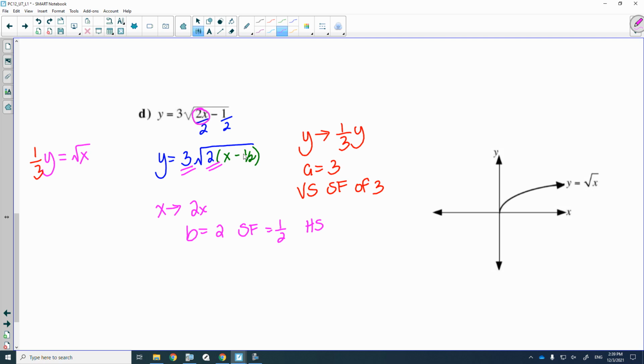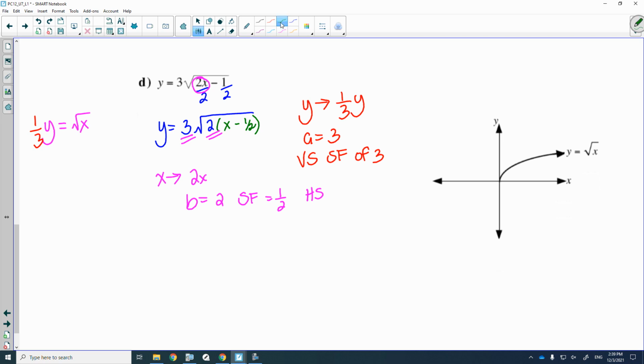And then the last thing that's happening is within the function, so that's my h parameter. x comes out and x minus 1/2 goes in. That's going to be my h parameter. H is going to be 1/2, and that's a horizontal translation of 0.5 units right. Okay, so we've got two different stretches happening, and then it's moving 0.5 units to the right.